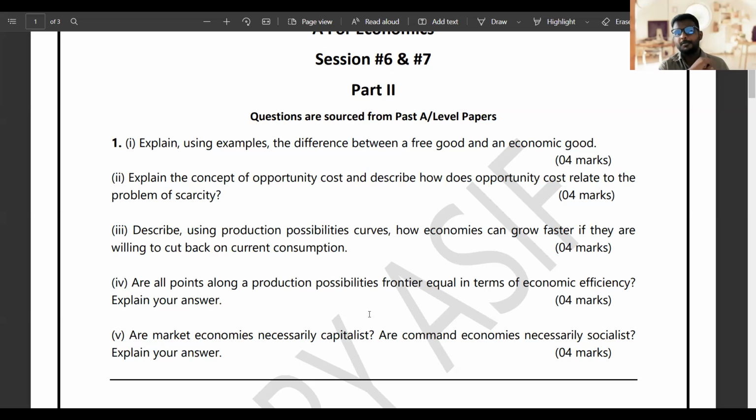Right. So we'll look at the question now. Are all points along a PPC or PPF equal in terms of economic efficiency? First of all, you have to answer yes or no. And then they're asking you to explain your answer. So what do you think? First, tell me whether it's a yes or no.